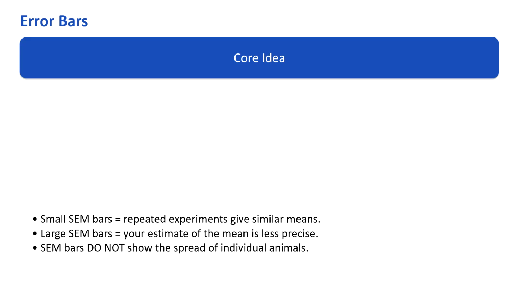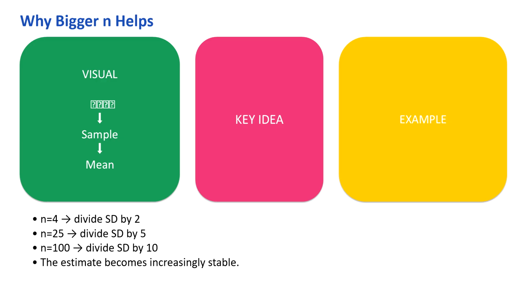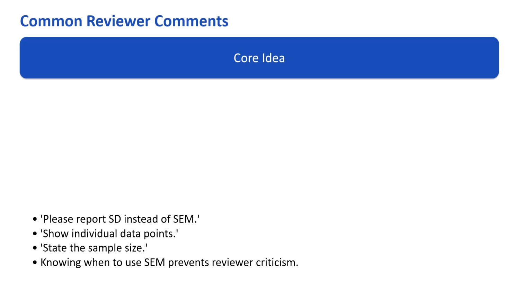So how can we improve that precision? Increasing the sample size is one of the easiest ways to reduce the SEM. Measuring only 4 individuals gives an average that can fluctuate a lot, but measuring 100 individuals produces a much more stable average. That's why the SEM decreases as sample size increases. Now, reviewers frequently ask authors to report sample size, clarify whether error bars represent SD or SEM, and sometimes even show every individual data point. These requests help readers judge how reliable the reported mean really is.